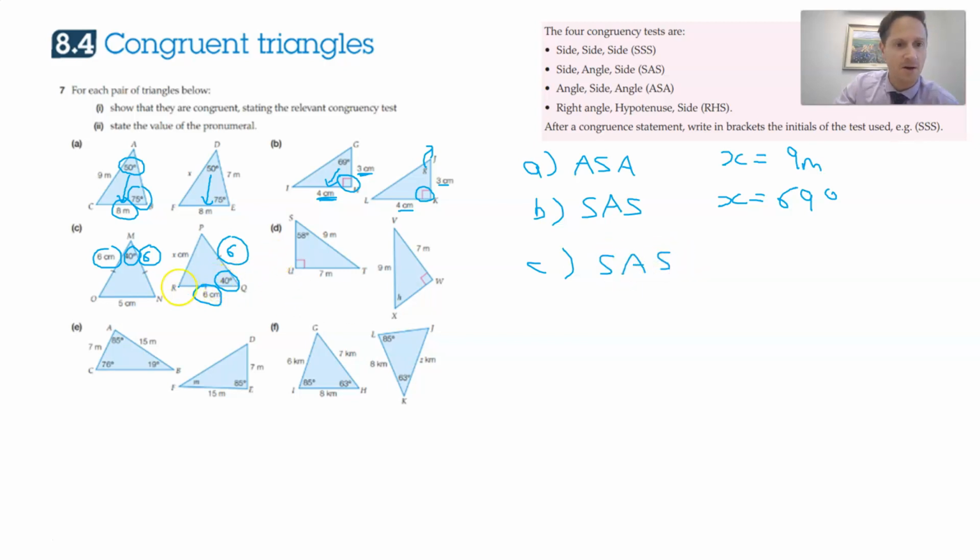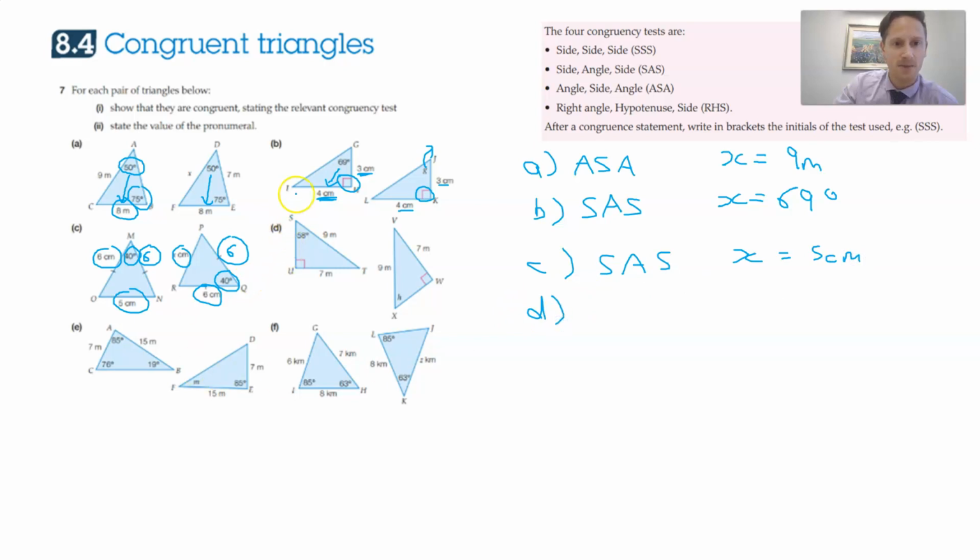Now that we've proved that they're congruent, what's the X pronumeral? You can see that this triangle is rotated on its side. So this side here corresponds with this side here. So we're going to say X equals 5 centimeters.